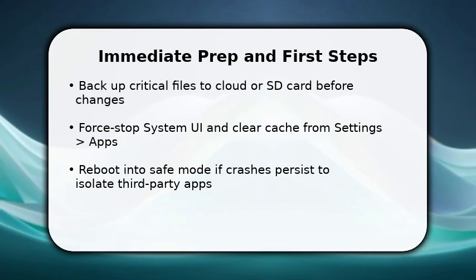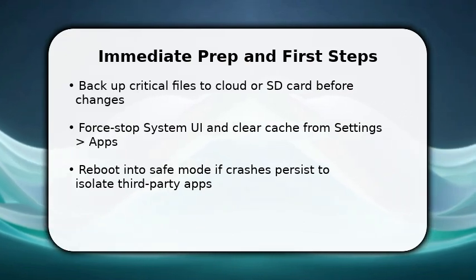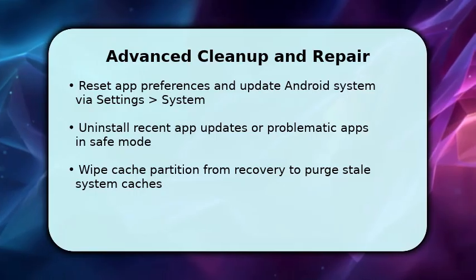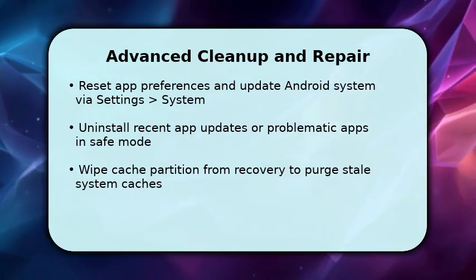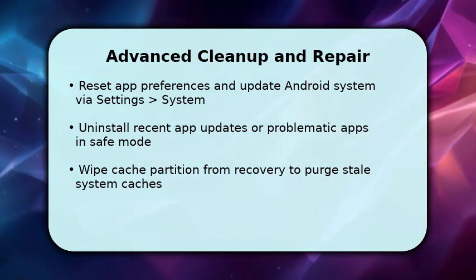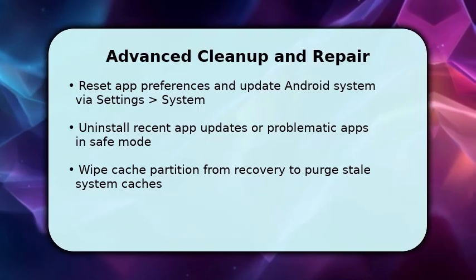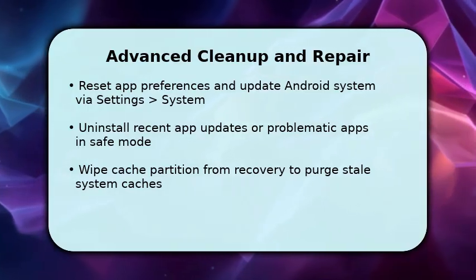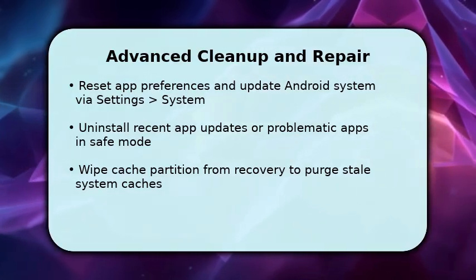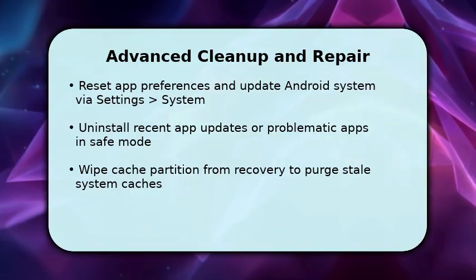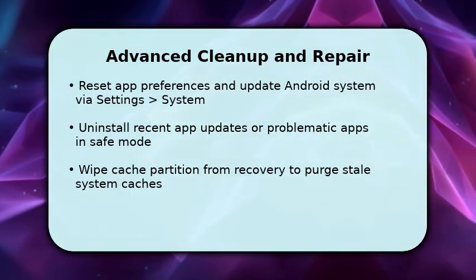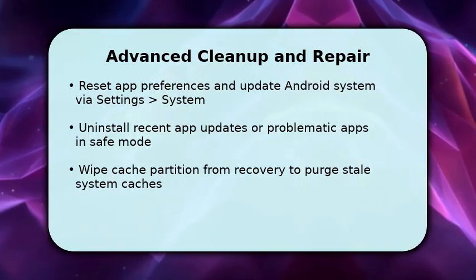With third-party interference ruled out, reset app preferences to restore disabled services and clear default handlers. This fixes misrouted UI calls. Make sure to install any pending Android updates and security patches because vendor fixes often resolve system UI bugs. If the problem persists, uninstall recent apps or updates identified in safe mode.